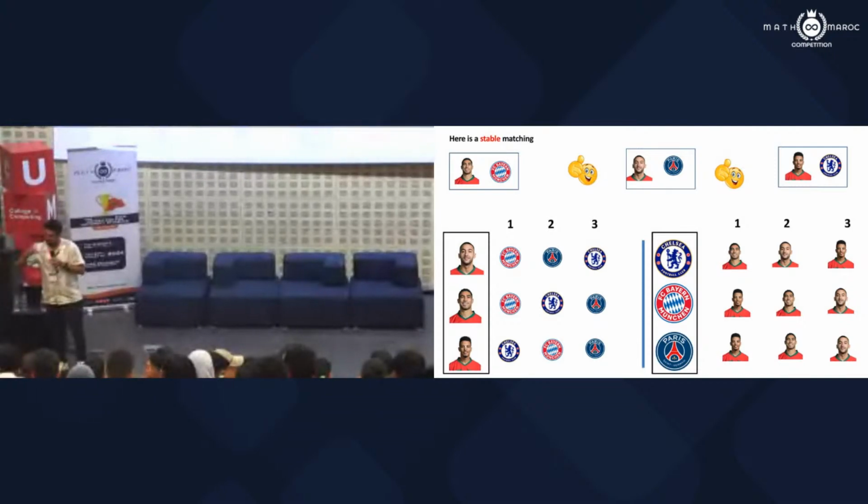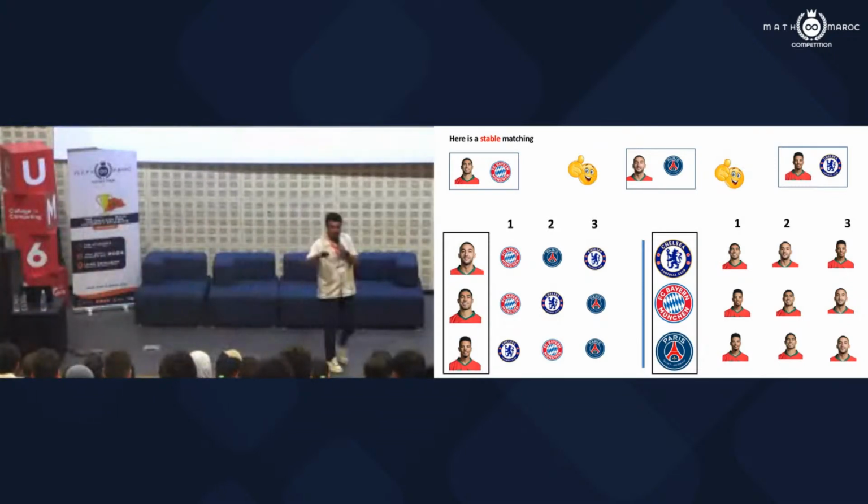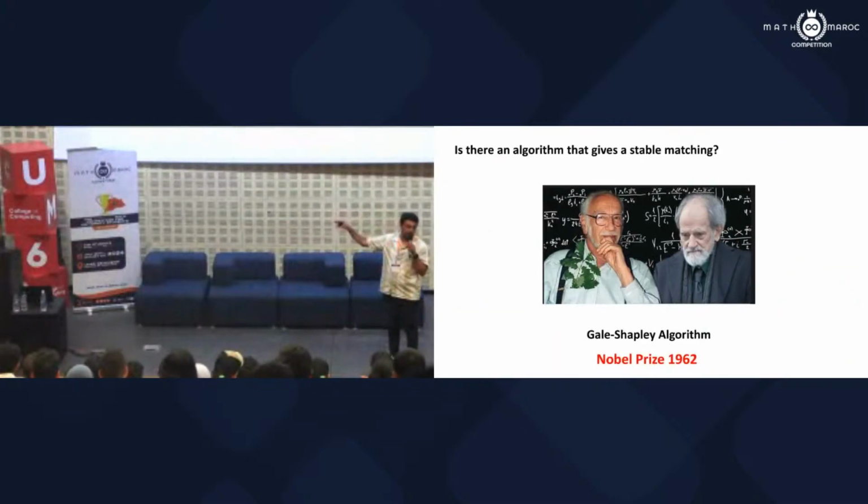Yes, thanks to, if my memory is good, the Gale-Shapley algorithm. Thank you for introducing my next slide. This is a Nobel Prize, 1962. There exists an algorithm that solves the stable matching, actually in polynomial time. There exists always a stable matching. Okay?